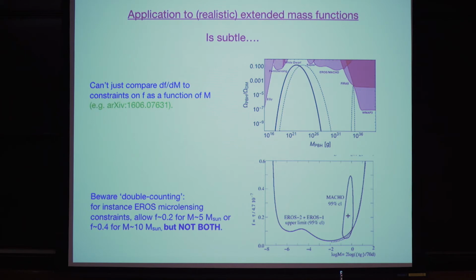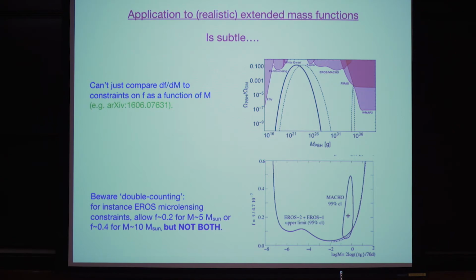So what happens when you try and apply these constraints to realistic extended mass functions? The first thing is you've got to be a bit careful. Historically, what people did was just to take the constraints on the halo fraction, i.e. omega in black holes versus omega dark matter, here they are in red, and just plot dF/dm for their particular model over the top and go, way hey, doesn't go through any of the constraints, we're all fine. It just doesn't make sense to do this. You're comparing two completely different quantities, f and its derivative. And really what you're doing here is sort of double counting.